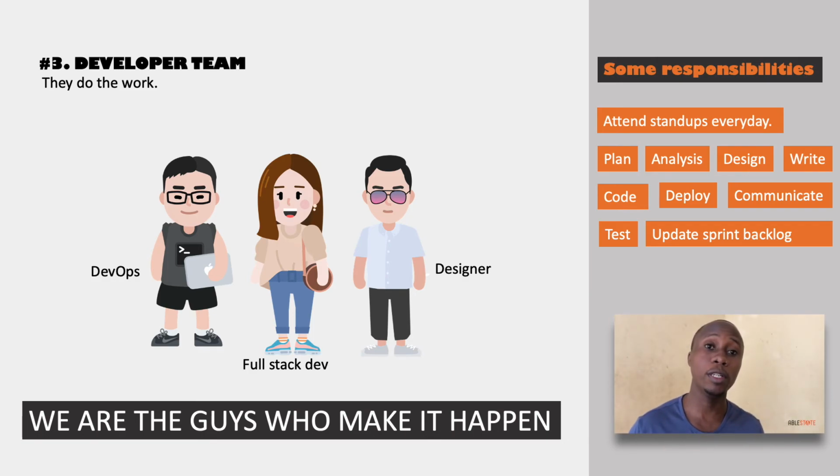So to conclude, the Scrum team is comprised of 3 roles: the product owner, Scrum Master, and development team.